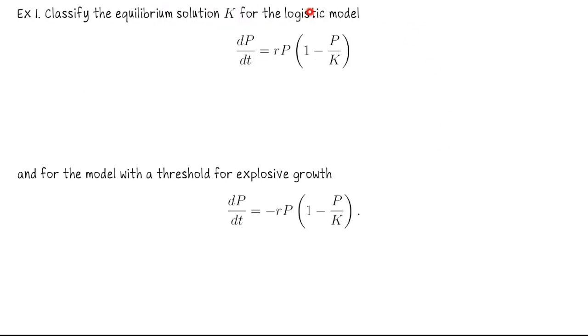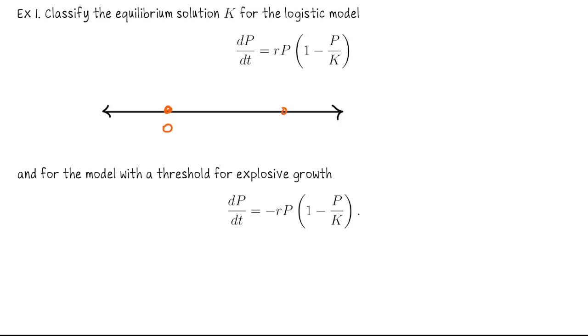Let's take that train of thought to the two models that we've been looking at recently. The first one is our logistic model. And the other one doesn't have a great name, but it's the logistic model where we threw a negative in front of it, and that causes a threshold below which you get extinction and above which you get explosive growth. We had phase lines for each of these, and I think the phase lines are all that we need to really conclude what we want to call that carrying capacity K for each.